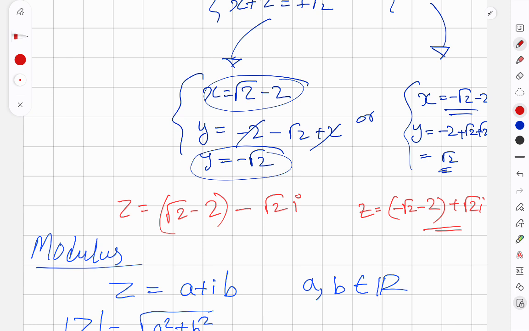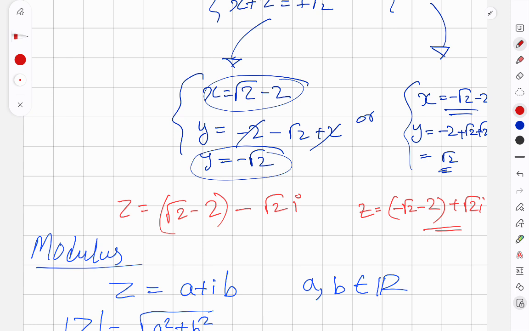I just gave an example of how complex numbers work. Is there any other possibility? So there is no other possibility. Your real part and imaginary part must be equal to 0. Okay. This is how the question begins.